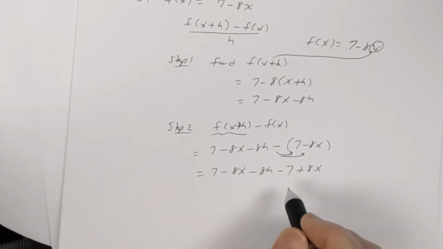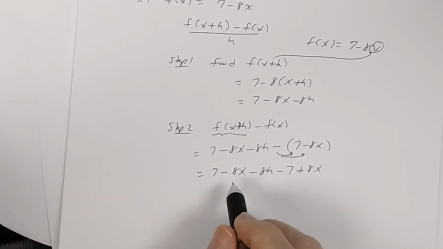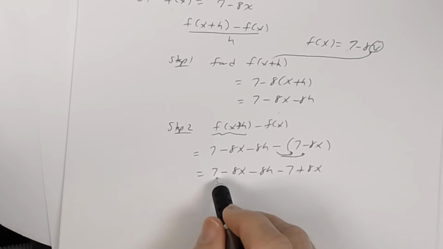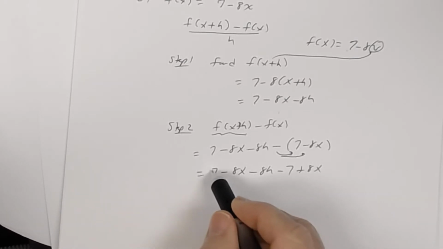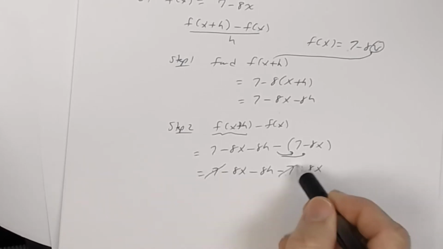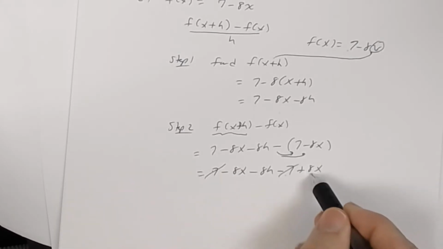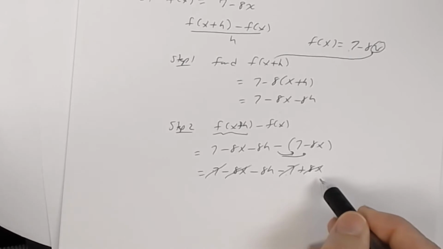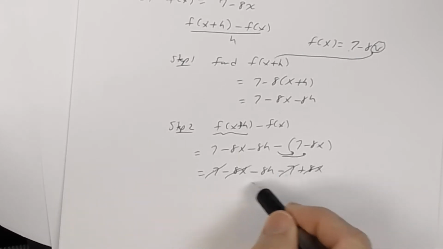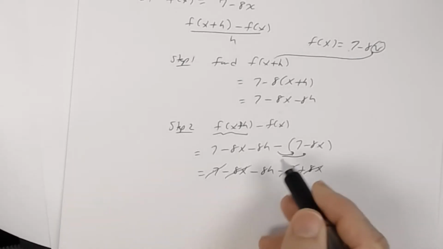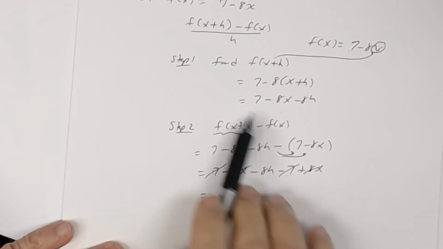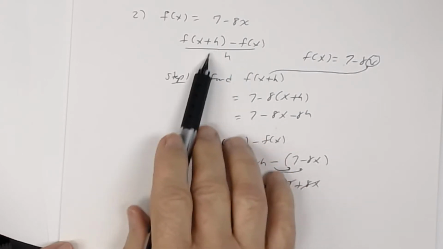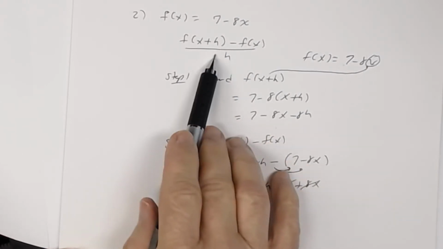At this point, remember, in step 2, every term that does not have a factor of h better have its opposite listed, and it will cancel out. 7, negative 7. That becomes 0. Negative 8x, positive 8x. That becomes 0. And so all you're left with is the term with the factor of h. So you get negative 8h. So notice that step 2 is your numerator. Now all you have to do in step 3 is take step 2 and divide it by h.